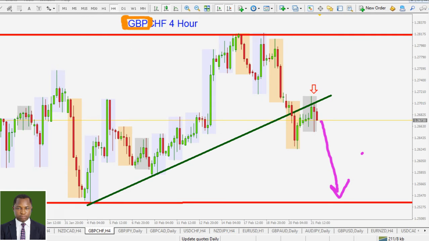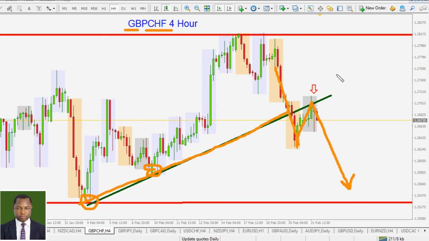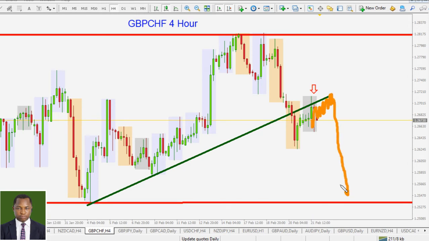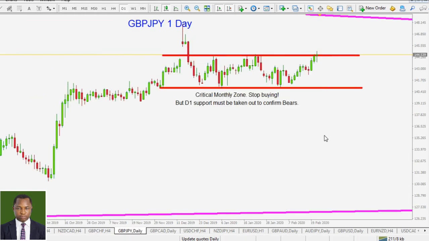For the sterling pound against the Swiss franc, you can see here in the forward time frame that this rising trend line was taken out. Now we have seen the pullback, and we should have the continuation move. If at any rate we get some hesitation right here, we still expect price to come back down. So be bearish. We are bearish. All right, the next one is the sterling pound against the Japanese yen.